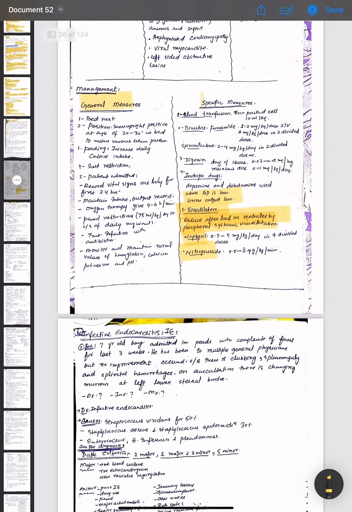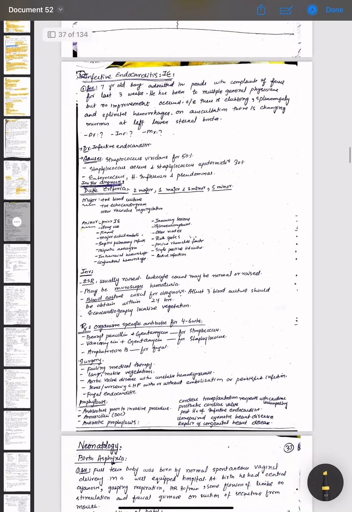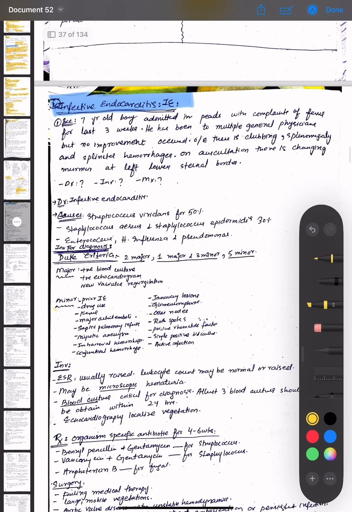Now coming towards the next topic, that is infective endocarditis. We have a scenario in which a 7-year-old boy is admitted with complaints of fever for the last 3 weeks. He has been to multiple general physicians, but no improvement occurred. On examination, there is clubbing, splenomegaly, and splinter hemorrhages. On auscultation, there is a changing murmur at the left lower sternal border. So, what is the diagnosis, investigations, and the management?